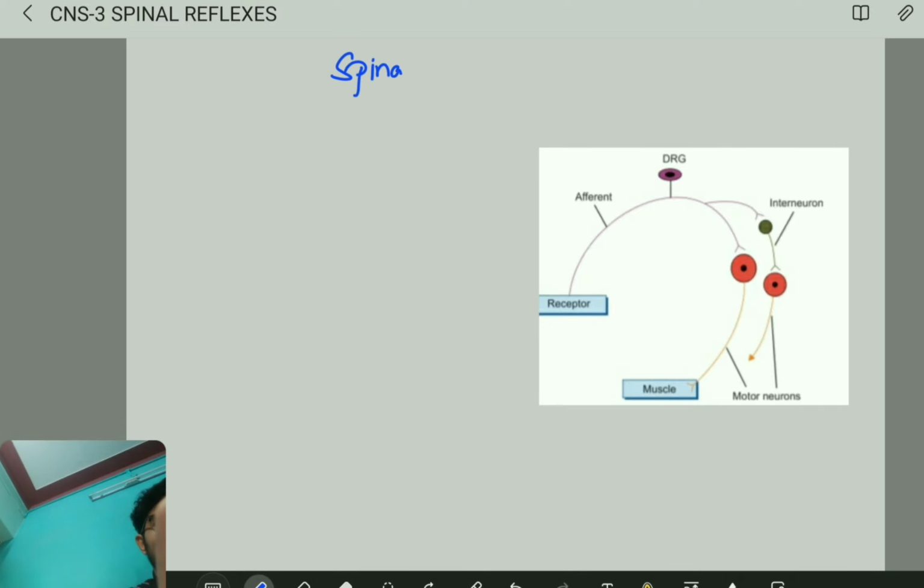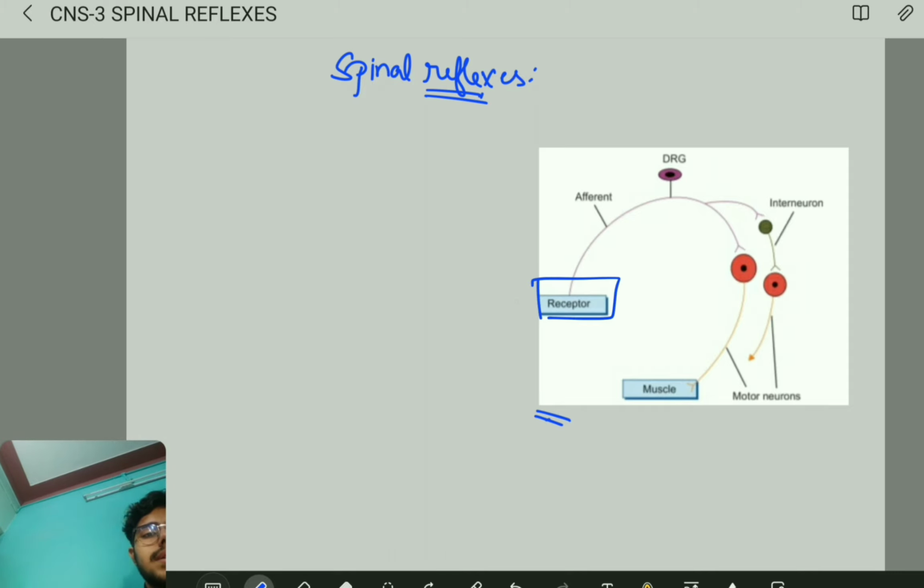That is spinal reflexes. So in spinal reflexes, what really happens? There are actually 5 components in spinal reflexes. We have this diagram to illustrate those 5 components. What are those? We always begin with receptor. Yes, this is your first component, that is receptor.